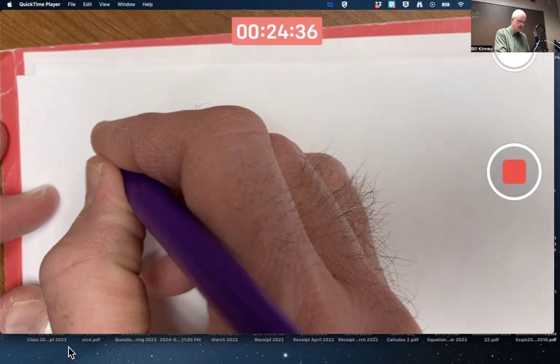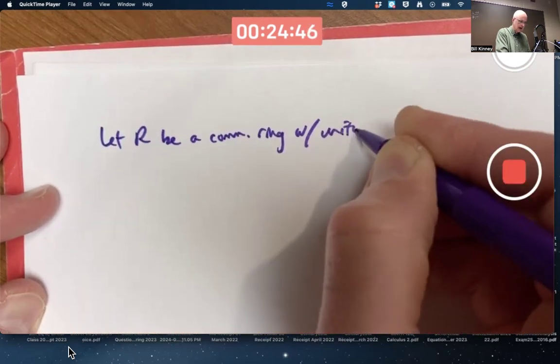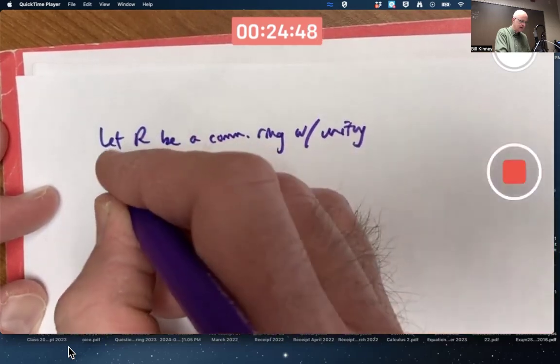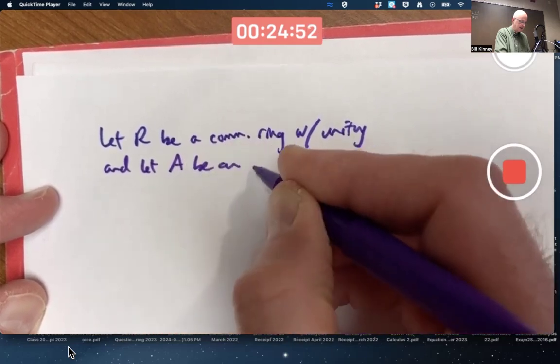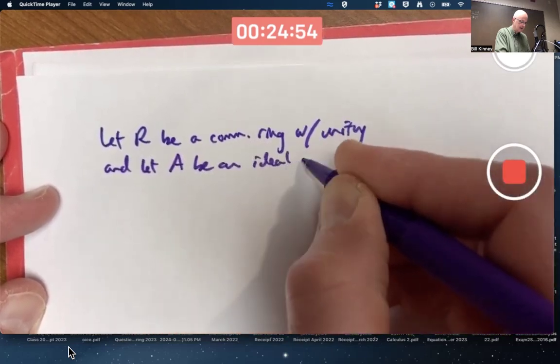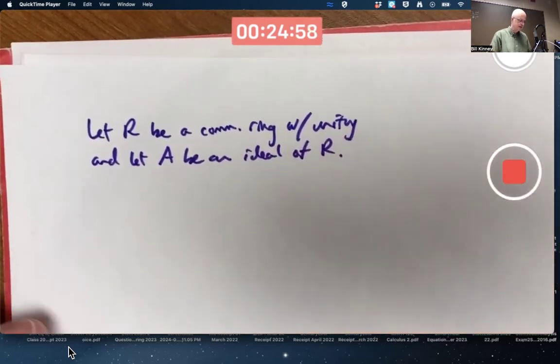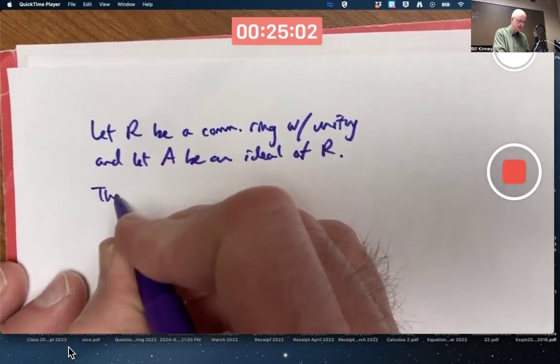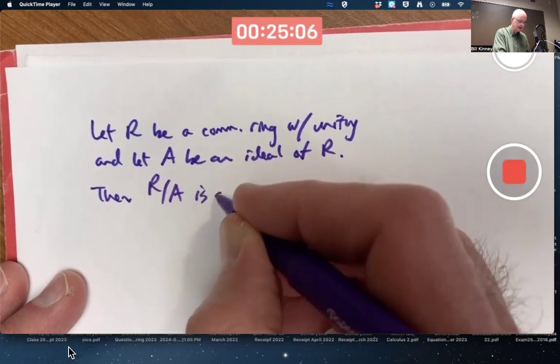Prime ideals are important because of this theorem. Let R be a commutative ring with unity, and let A be an ideal of R. There's an if and only if statement you can make about the factor ring. Then the factor ring is an integral domain.